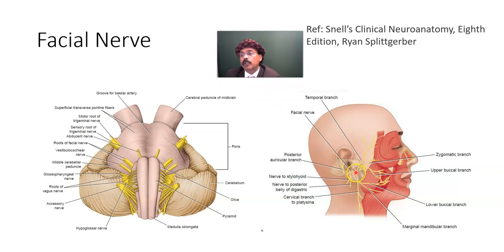The motor component innervates the muscles of facial expression, like the orbicularis oculi muscle, orbicularis oris muscle, and the platysma muscle. So all the muscles of facial expression are innervated by the facial nerve. Plus we have the auricular muscles and also the posterior belly of the digastric muscle and the stylohyoid muscle, innervated by the motor nucleus of the facial nerve.